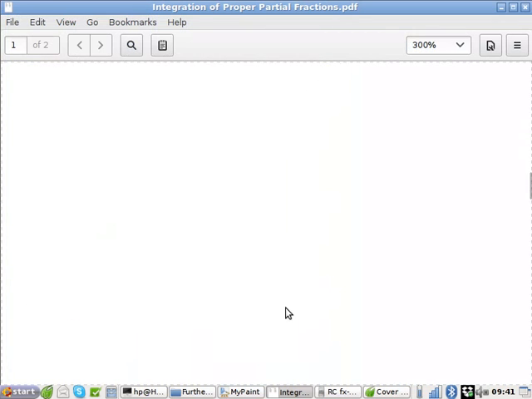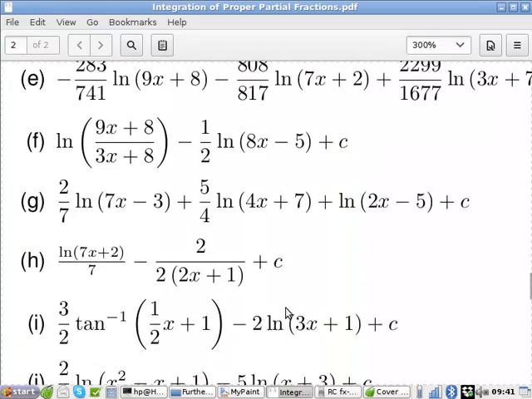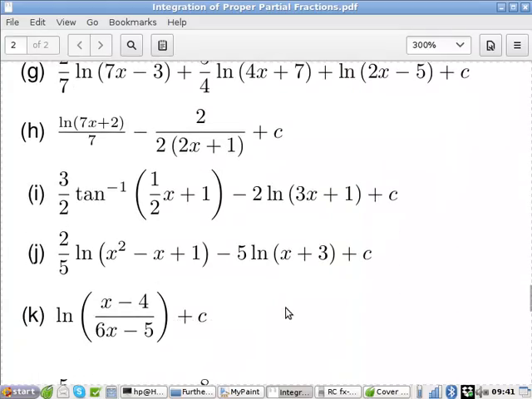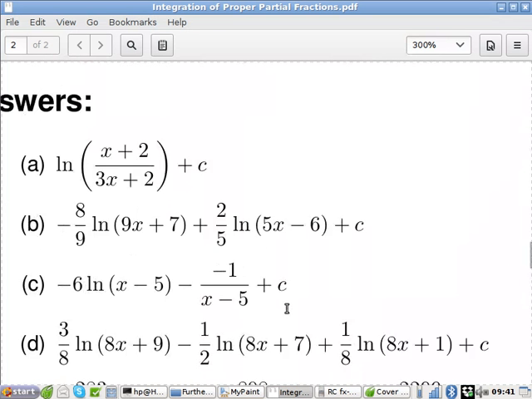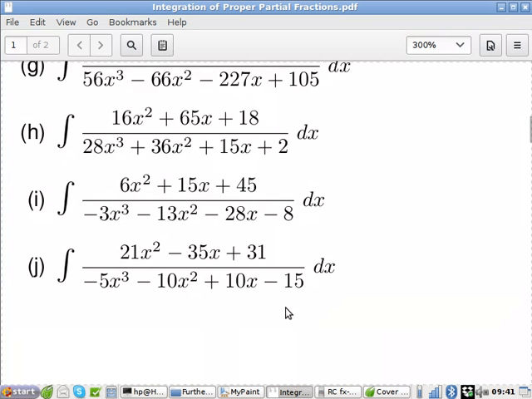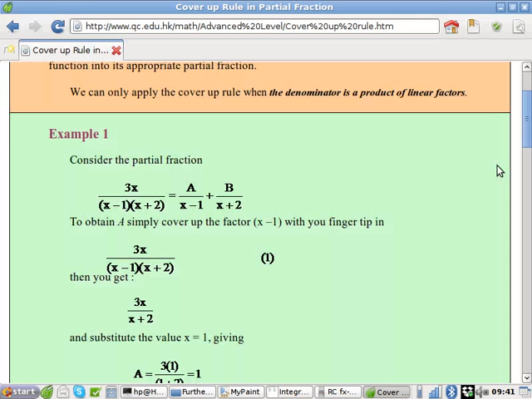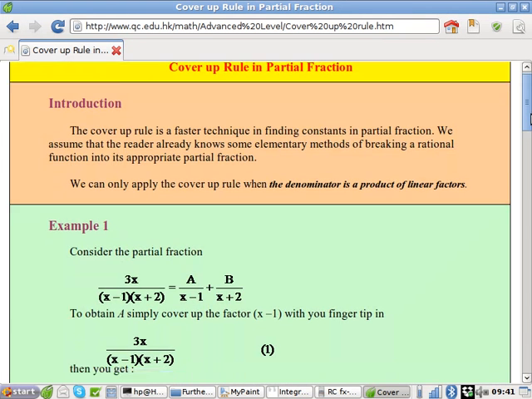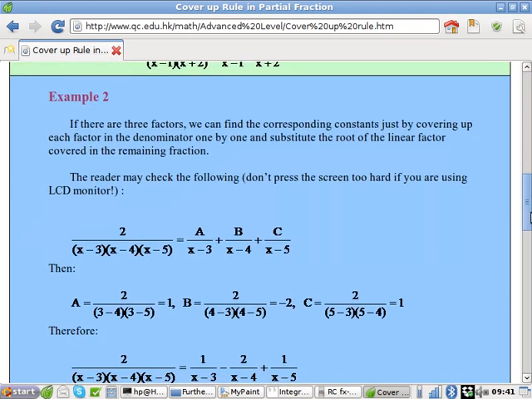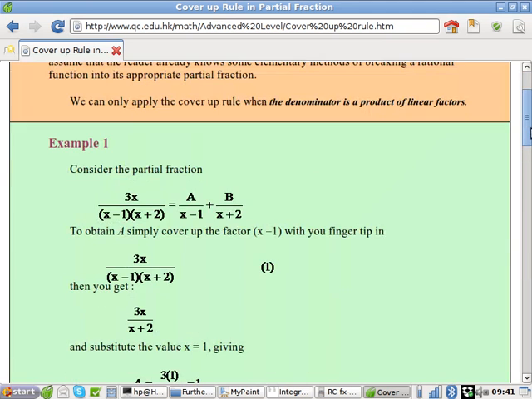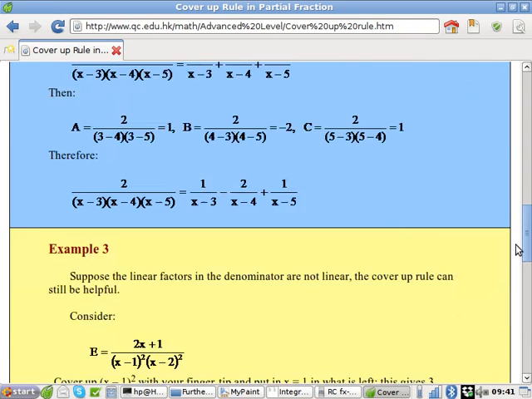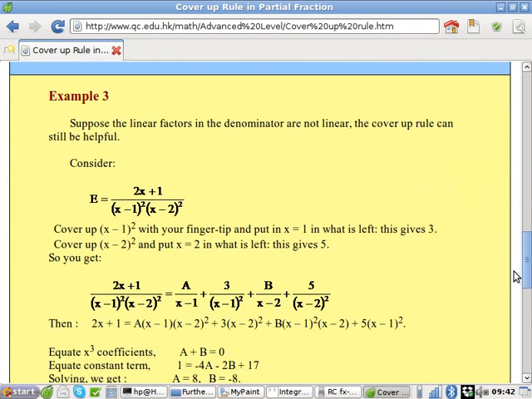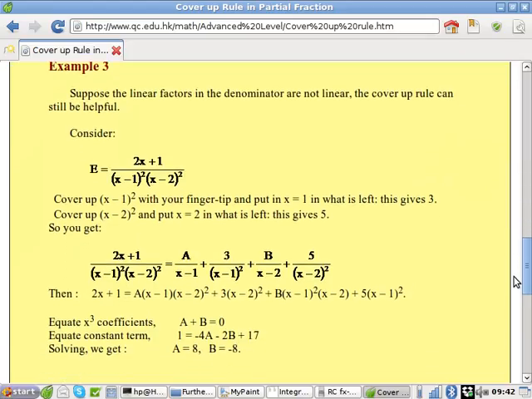Let's do one that has a repeated root or something a bit peculiar. I think I'll do H and I next, and then I'll let you try some. So I just wonder if this cover-up rule works for repeated roots. See, it works here for 2 linears, works for 3 linears. Might work for repeated roots too.